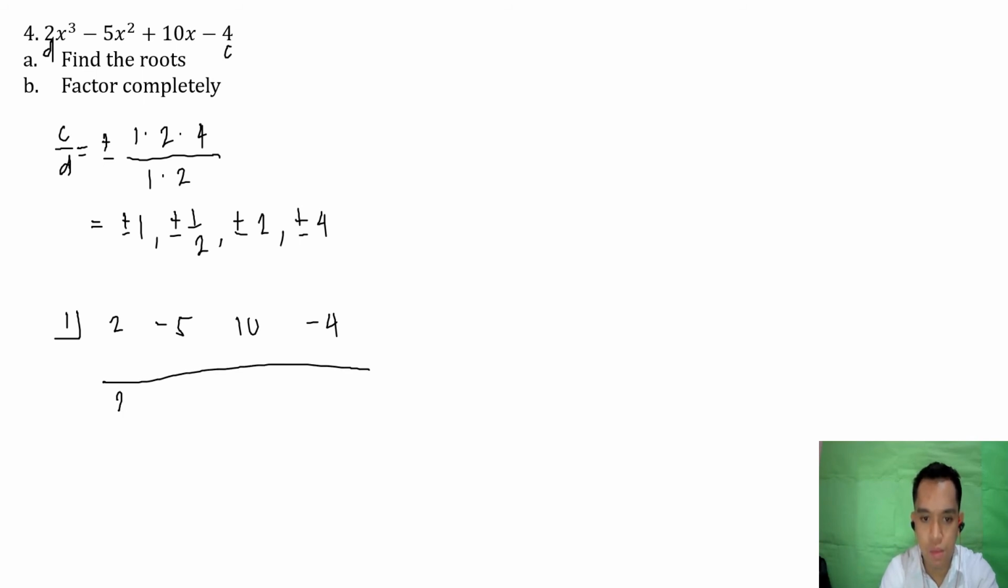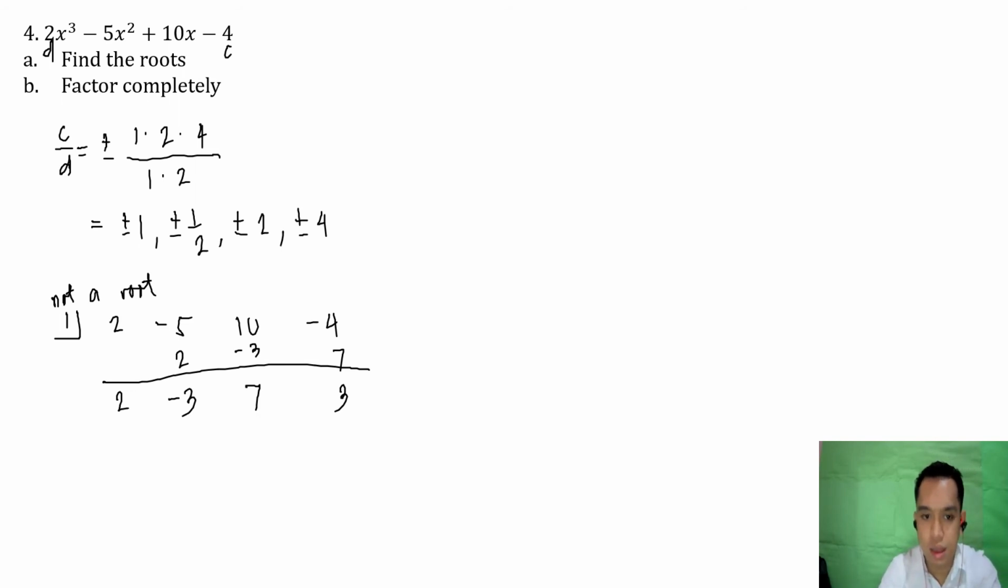Divide, bring down 2. 2 times 1 is 2. Negative 5 plus 2 is negative 3. Negative 3 times 1 is negative 3. 10 plus negative 3 is 7. 7 times 1 is 7, and that is positive 3. Okay, so therefore, since ang ating remainder ay hindi 0, hindi siya root. So, not a root of our number 4.